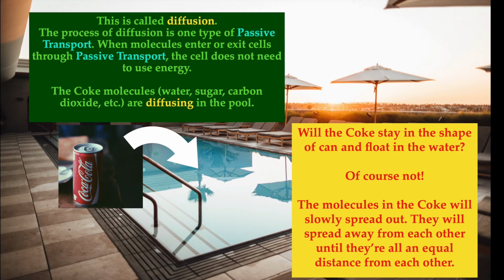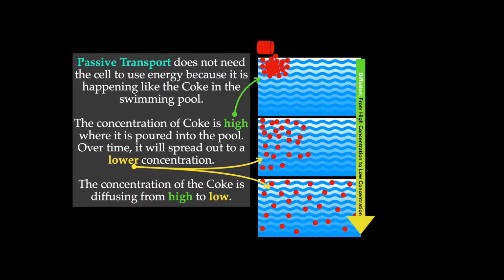There's no outside energy spreading those molecules out. It happens naturally. So passive transport does not need the cell to use energy because it's happening like the Coke in the swimming pool. The concentration of Coke is high right where you poured it into the pool. At the beginning, most of the Coca-Cola is still in a small spot. We would say that is a high concentration of Coke.